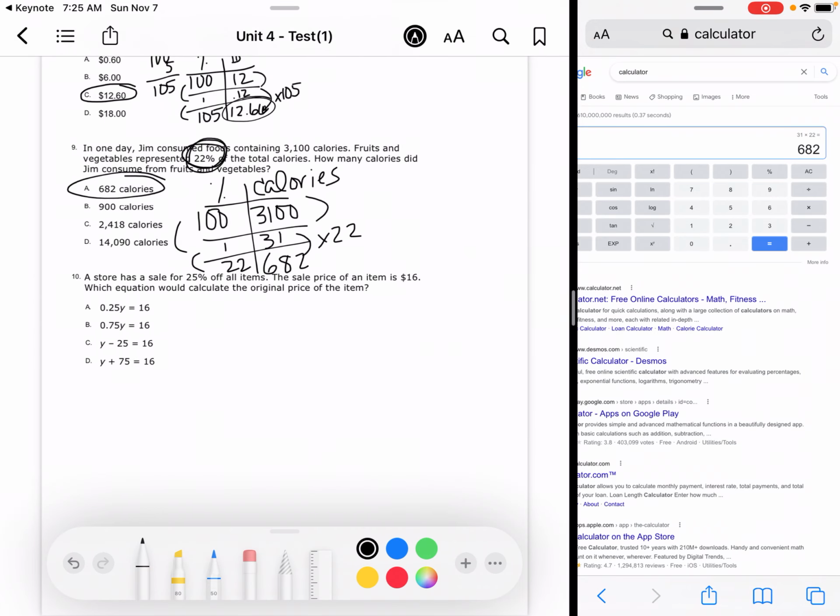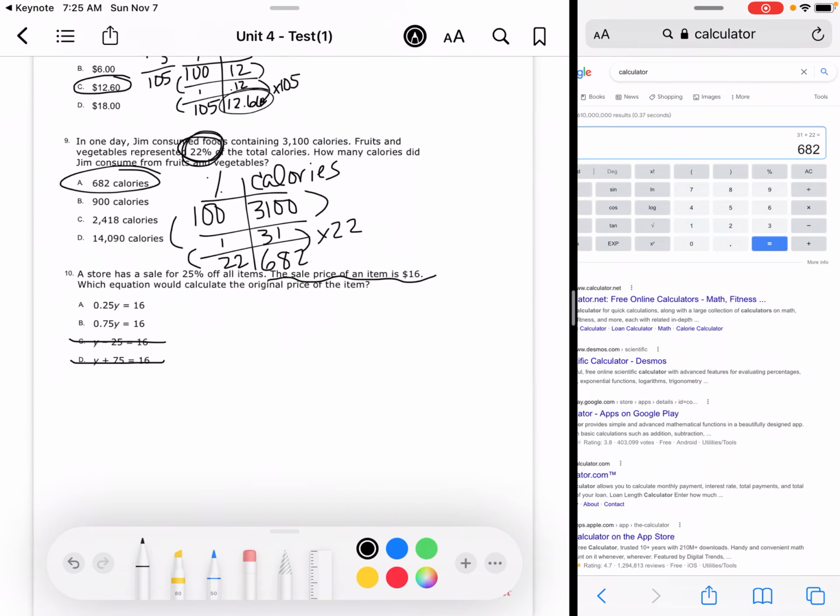A store has a sale for 25% off all the items. The sale price of an item is $16. Which equation would be used to calculate the original price of an item? Well, I know that I'm multiplying the percentage times the cost. So I know it can't be C, and I know it can't be D. So I know that this is the sale price.